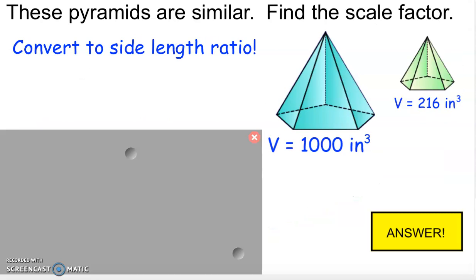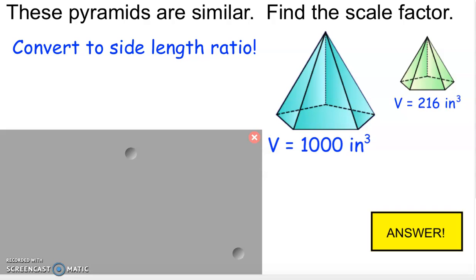Okay, let's take this in a little bit of a different type of example. So I'm going to kind of go backwards. Here I'm giving you the volumes, and I'm like, okay, what's the scale factor between them? So I have 1,000 inches cubed for the pyramid on the left and 216 inches cubed for the pyramid on the right. So I need to convert that to a side length ratio.